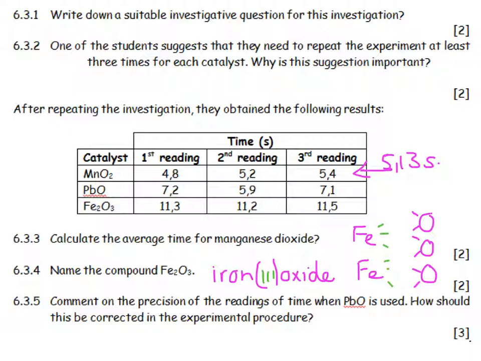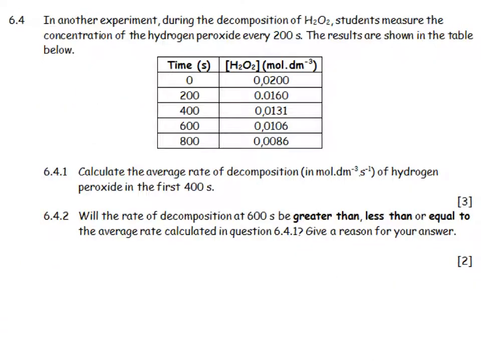Comment on the precision of the readings of time when lead oxide is used. How should this be corrected in the experimental procedure? So for lead oxide, there appears to be a problem with the second reading. So the second reading seems imprecise. So the best way of doing this is to repeat the experiment one more time so that you can have 3 precise readings. Remember what precise means? That your readings are close together. Accurate means that they are correct.